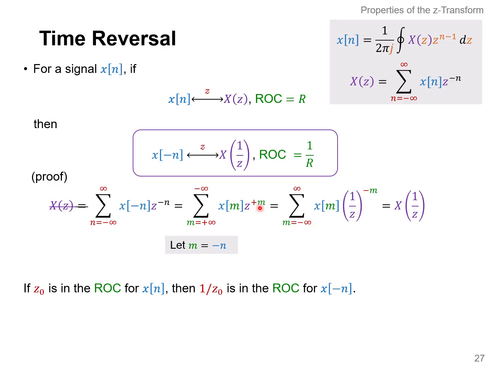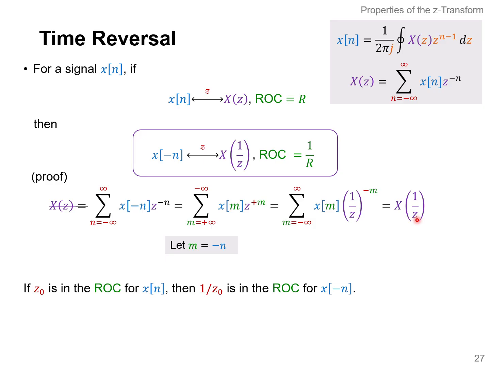So here we change this to minus m. So we can express the power of z using 1 over z. This shows the result. X of 1 over z is the z transform of x of minus n. So the time reversal changes the variable z to 1 over z.